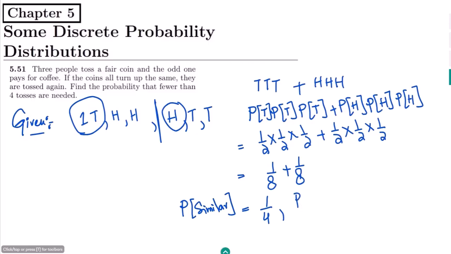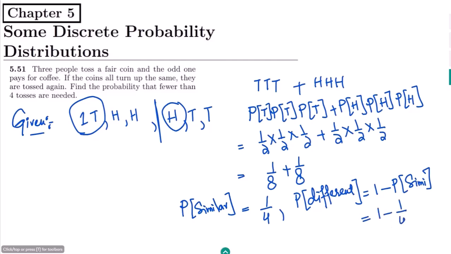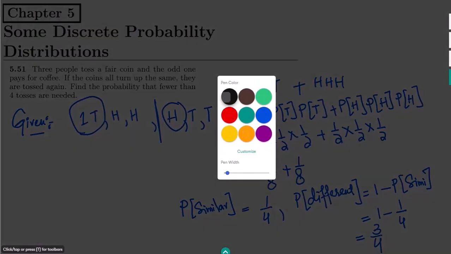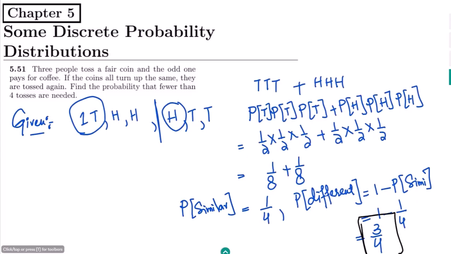Similarly, the probability of the different outcomes, in which one is the odd one, can be found by 1 minus the probability of similar. So it will be 1 minus 1 by 4, which is 3 by 4. That is basically the probability that we will get an odd item here, which can be either this or this.